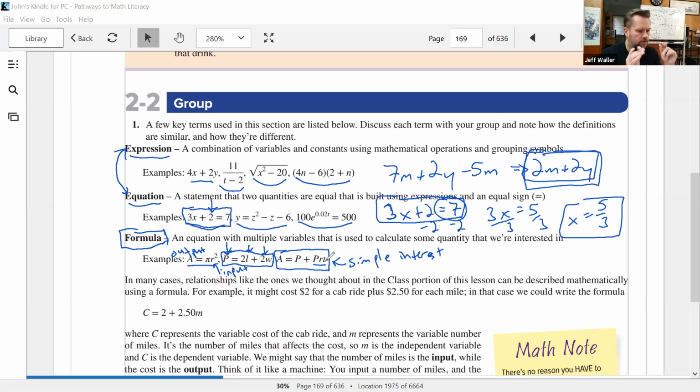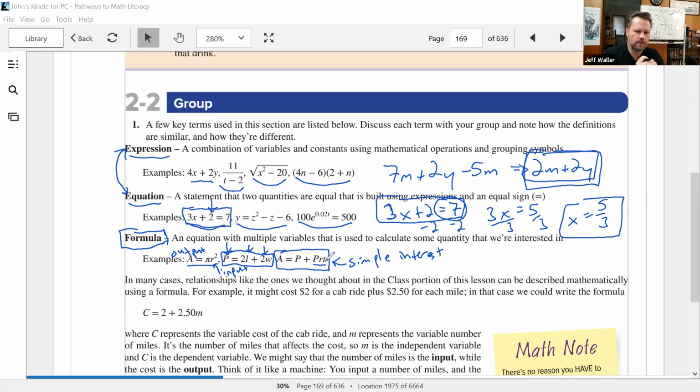Anyway, do you have to know what those are at the moment? No, that's not my point. I just wanted to show you that's what a formula is. It's an equation relating variables that I can use in real life. And it's kind of like a standard equation.